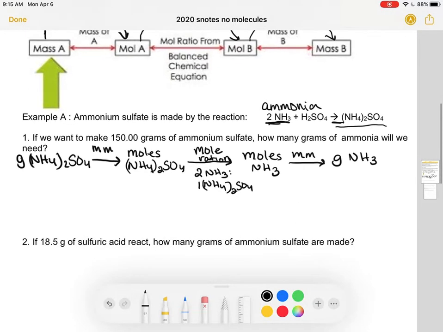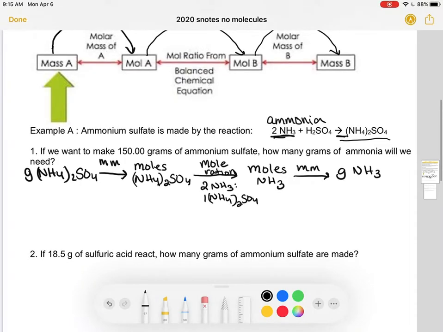So I'm going to run through that again. We're going to start with grams of ammonium sulfate, use its molar mass to help us figure out how many moles we have. Using our mole ratio, we can switch over from moles of ammonium sulfate to moles of ammonia. Once we have moles of ammonia, we can use its molar mass to give us the number of grams of ammonia.